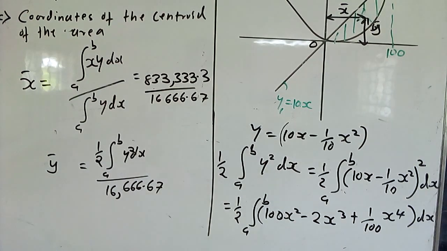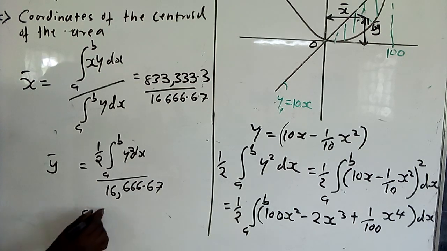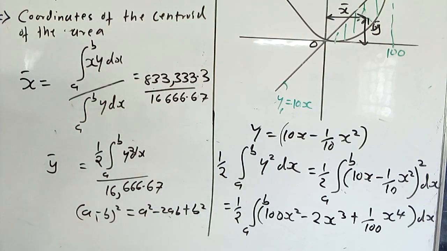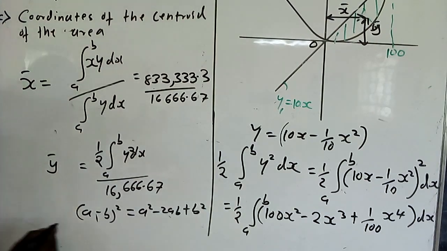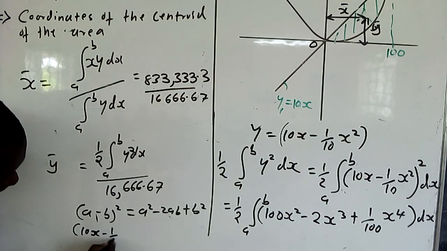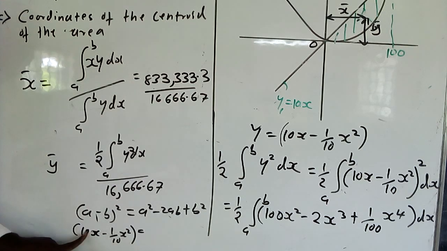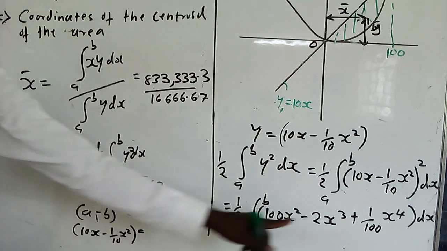Remember the quadratic identity: a minus b squared is supposed to be a squared minus 2ab plus b squared. Are you seeing that? Yes. So there you have 10x minus 1 over 10x squared. So what is your a? Your a is 10x. So 10x squared is 10 squared x squared, which is 100x squared, isn't it? Then here is 2ab. A is 10x, b is this. So 2 times 10x, 20x times negative 1 over 10x squared. So you get negative 2x cubed. See, that is what we found.